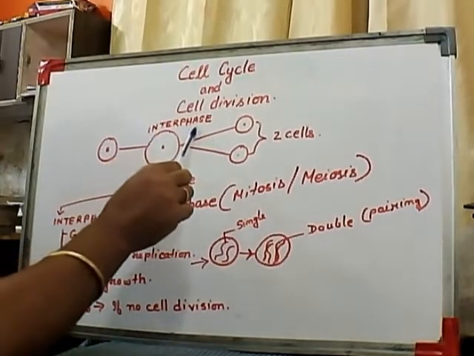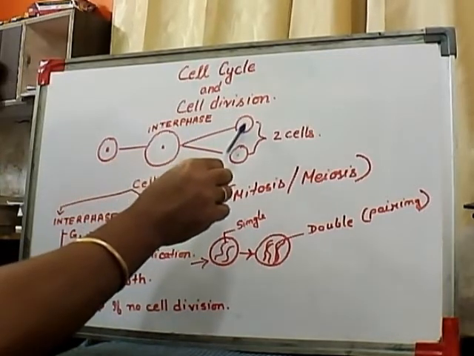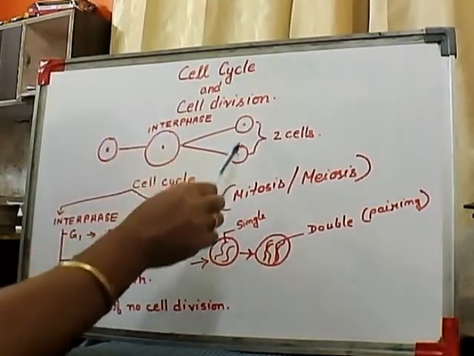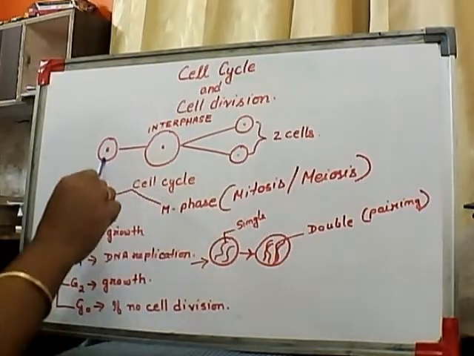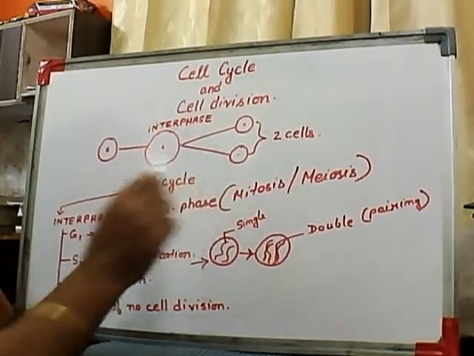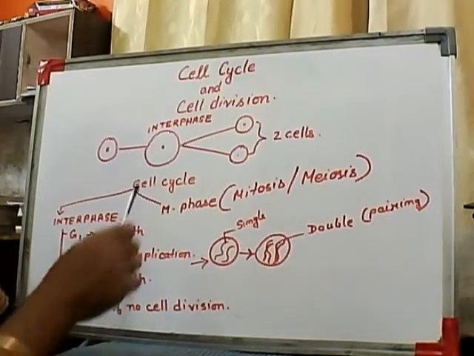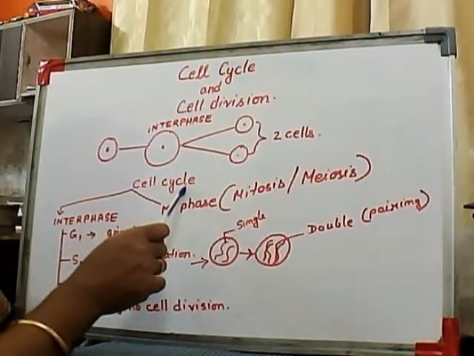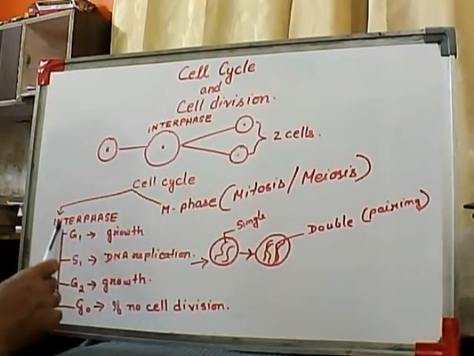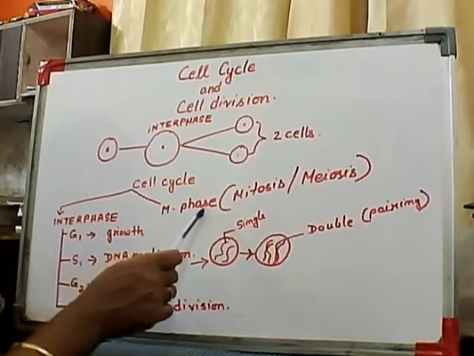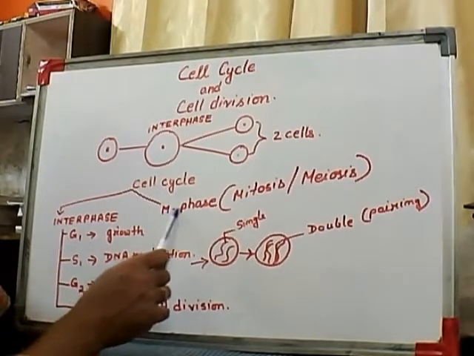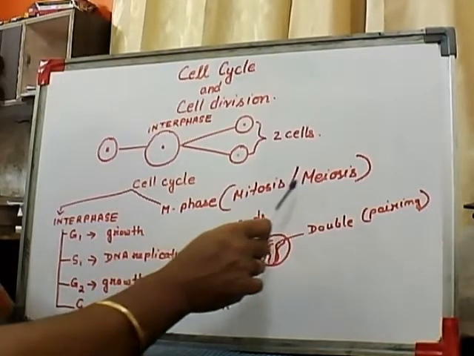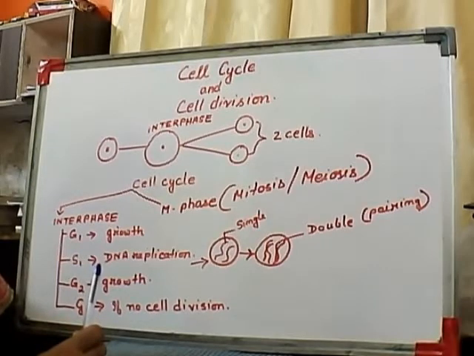And after completing the interphase only, the cell division takes place, and that single cell will be divided into two cells, and this whole thing together is known as the cell cycle. So I think now you have got a little bit of an idea. And simply you can remember, cell cycle means what? It has two phases. One is the interphase and the other one is the M phase. M phase means the cell division phase, which is of two types. It may be mitosis or it may be meiosis cell division.